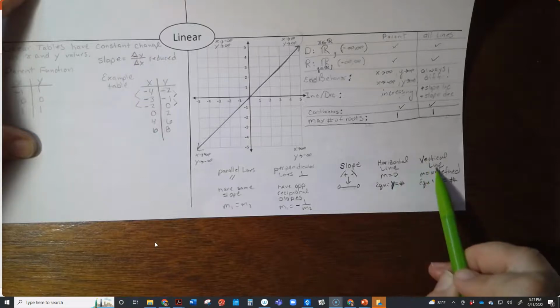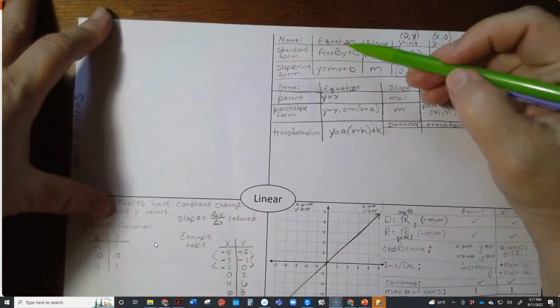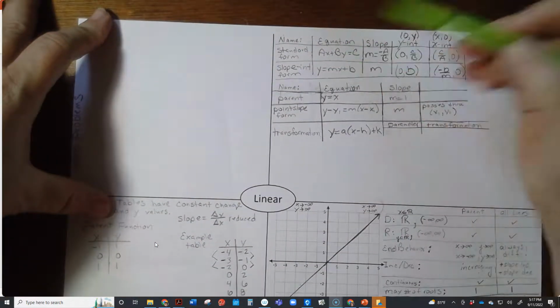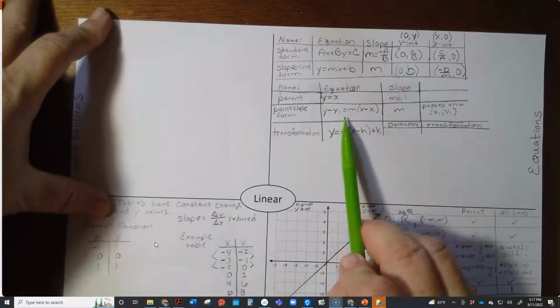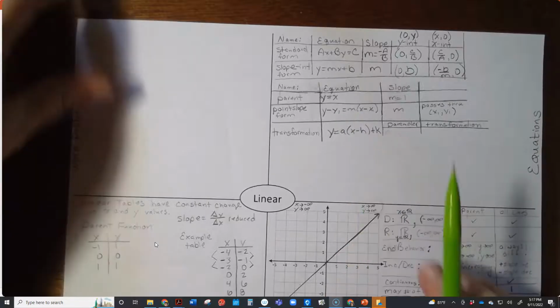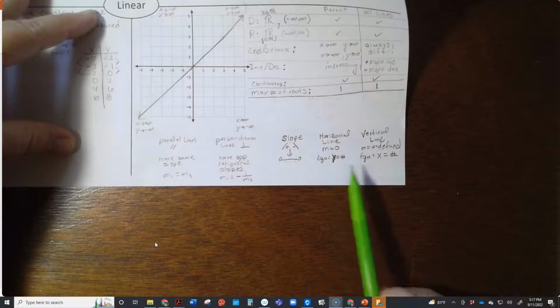Horizontal and vertical lines also have special equations. All other equations have both an x and a y in them. It doesn't matter if it's standard form, slope-intercept form, or point slope form. All of these equations have both an x and a y in them. Horizontal and vertical lines do not.